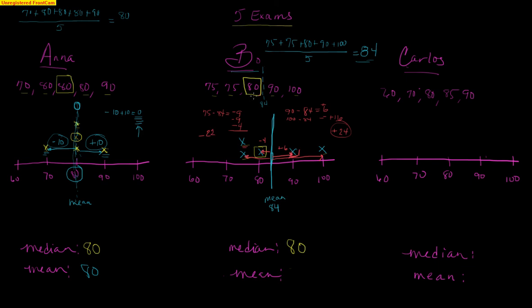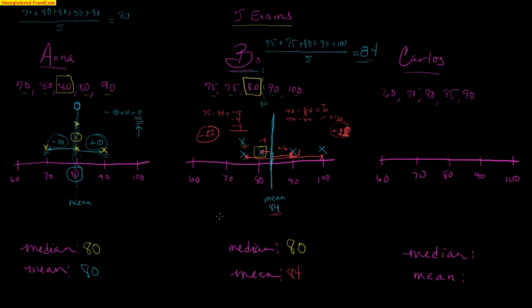And I made a mistake over here. 16 plus 6 is 22. Probably most of you already knew that and were screaming at me through the screen. I do those things on purpose to make sure you're paying attention. All right. So there you can see you've got positive 22 on one side of the mean, negative 22 on the other side, and therefore that mean is balanced.